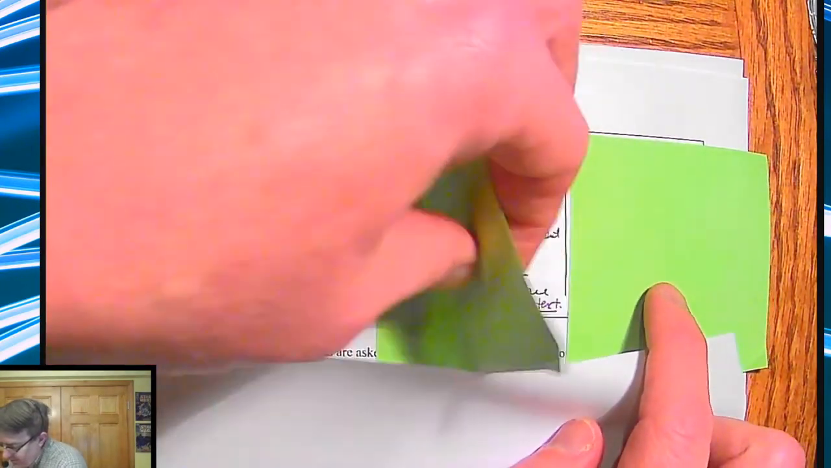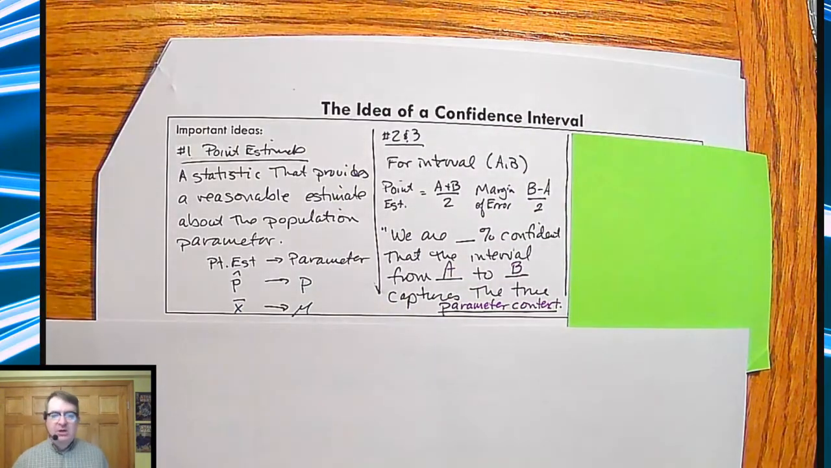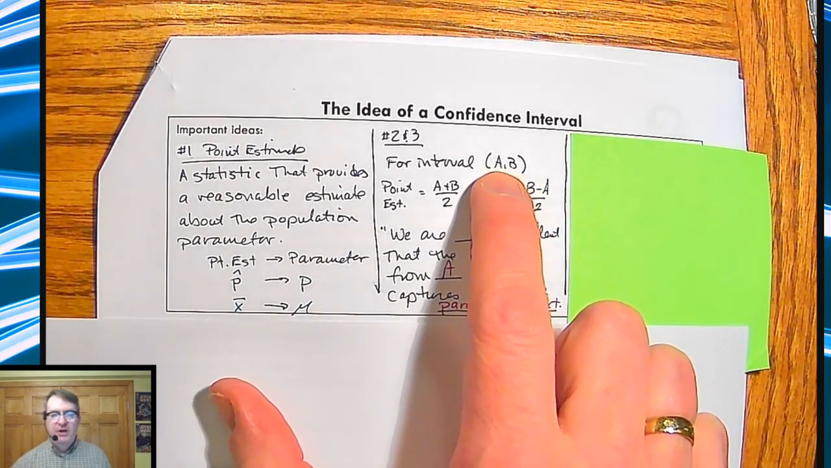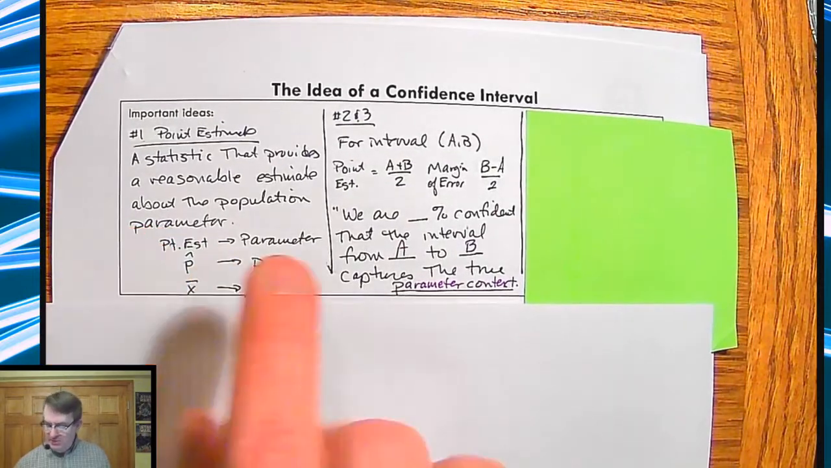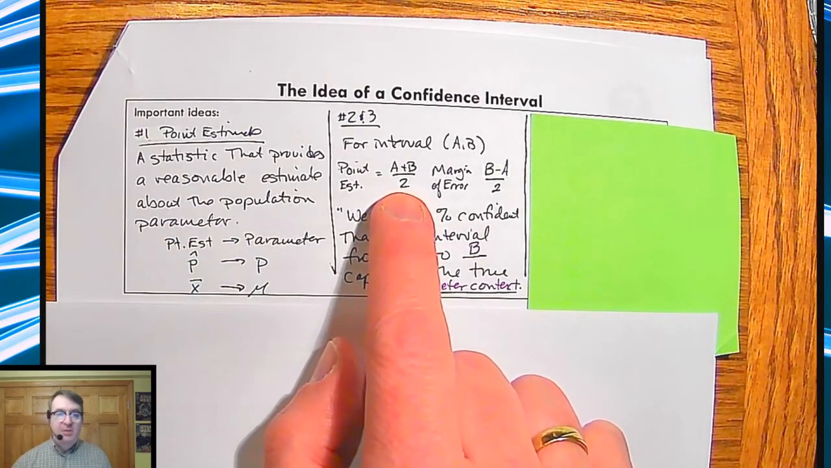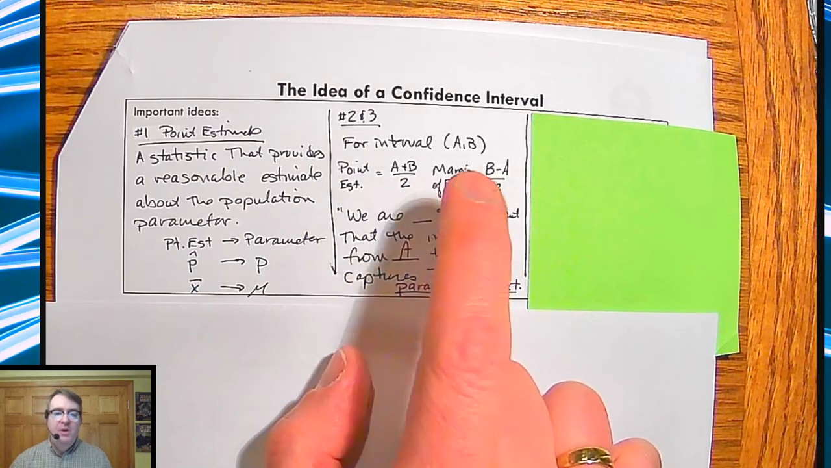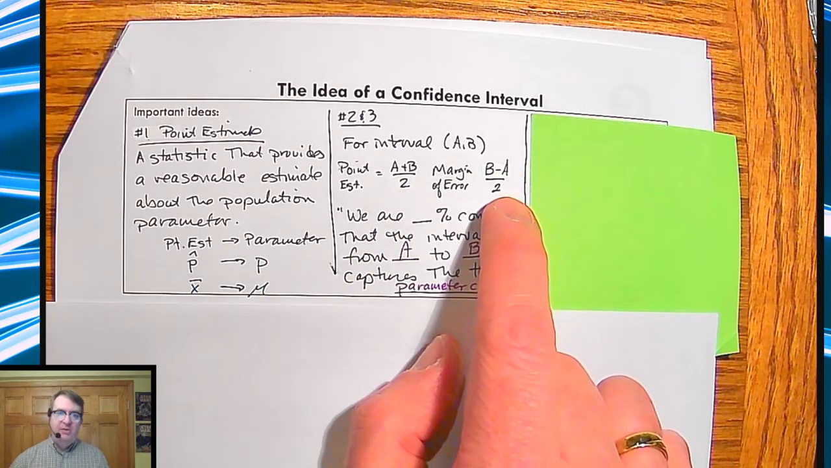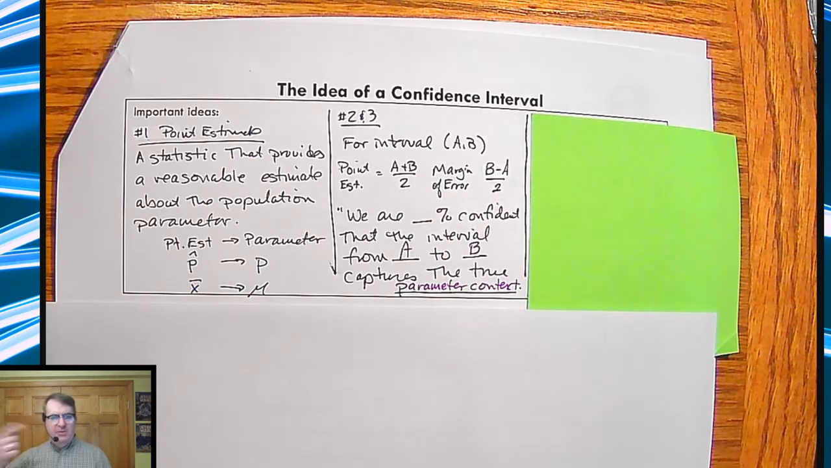Okay. Number two, actually, this is 2 and 3. For an interval from A to B, so an interval starting at A going up to B, your point estimate is going to be A plus B divided by 2, so the average of A and B. And then the margin of error is going to be half of the difference between B and A. Again, we talked about that on the previous page. You'll see it here in the example.